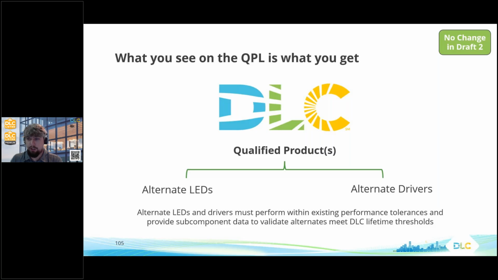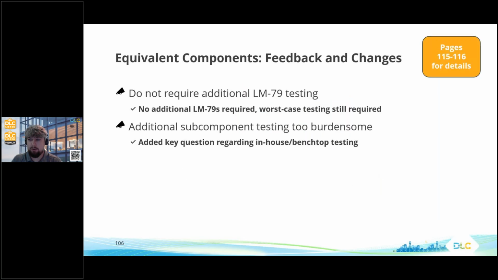There were not a whole lot of changes to this in Draft 2, but there was some feedback that we received. And so I'll go ahead and go over that now. First and foremost, we did ask a key question in Draft 1, focused on understanding the luminaire level implications of making these subcomponent changes and whether or not we should have additional LM79 testing to demonstrate equivalence between luminaires with these different subcomponents. Overwhelmingly heard no, that would be too costly, too burdensome, and that worst case testing should still be the path forward. So that's what we've done.